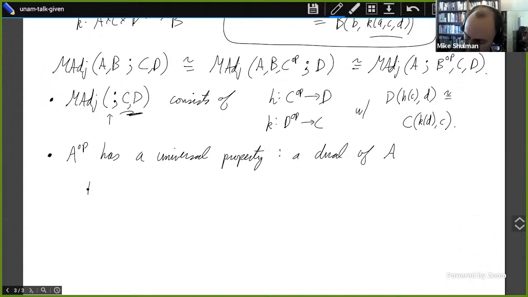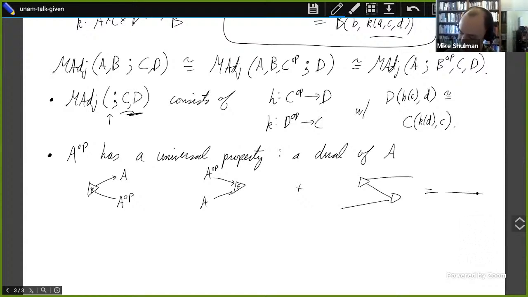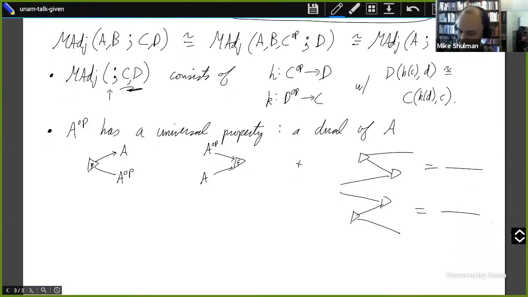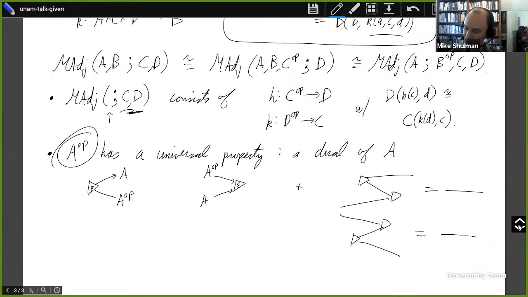I'm not going to say exactly what this is, but I'm going to just draw some pictures. So to say that A op is a dual of A, there's a unit map that looks like this. It maps from nothing into A and A op. And there's a co-unit map, which looks like this, that maps from A and A op into nothing. And then there are some triangle equations that look kind of like every other triangle equation in the world. And this characterizes this A op object up to isomorphism or up to equivalence in this polycategory.